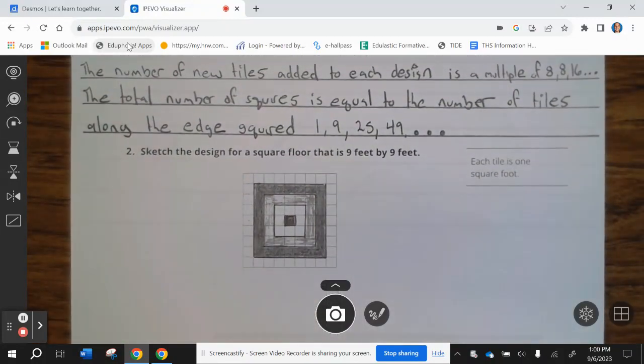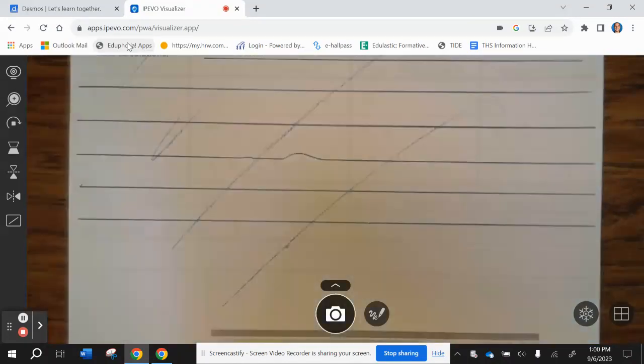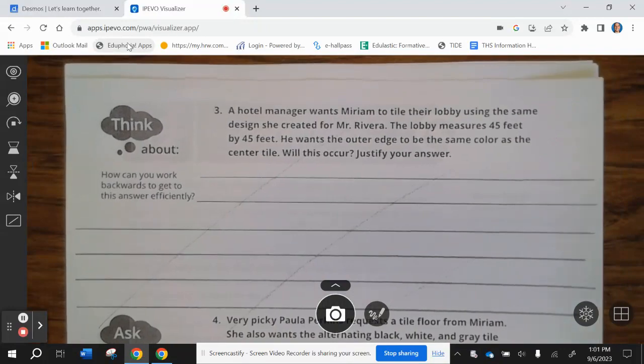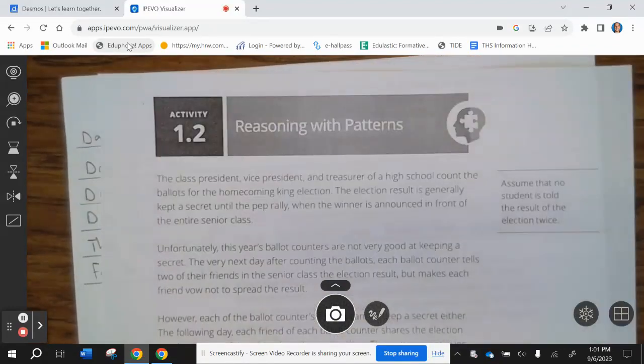Sketch the design for a square floor that is 9 feet by 9 feet. Okay, go ahead and sketch that. Let's take a look at the next page. All right, we're going to omit that page. So let's move on to the next page.